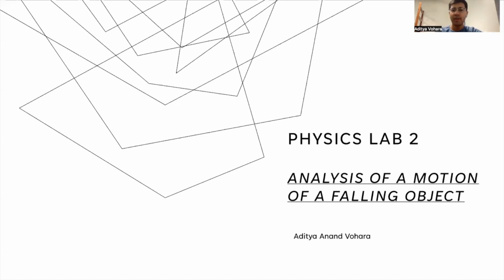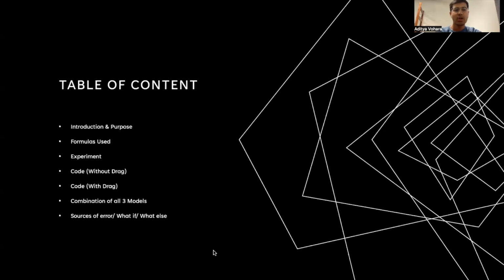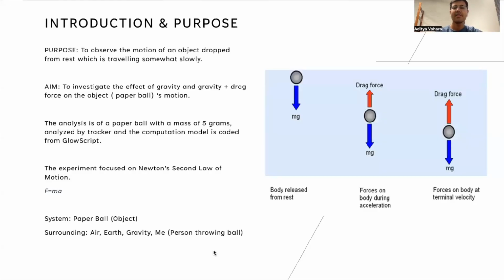Hi everyone, today we are going to discuss the Physics 2211 Lab 2, which is the analysis of the motion of a falling object. I am Aditya Vora and let's get started. The table of contents includes introduction and purpose, formula used, experiment, code without drag, code with drag, and the combination of all three models, along with sources of error, what if and what else. Let's start with the introduction.